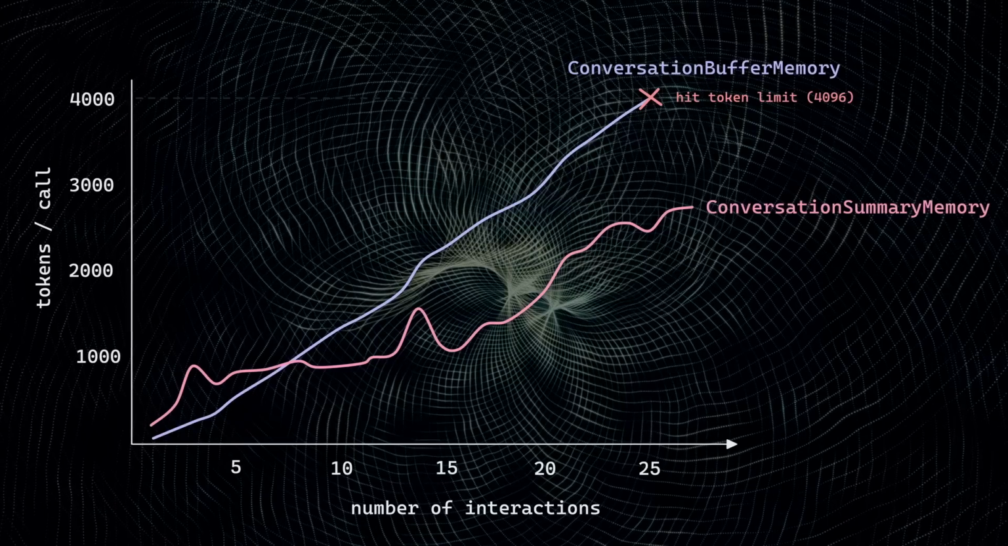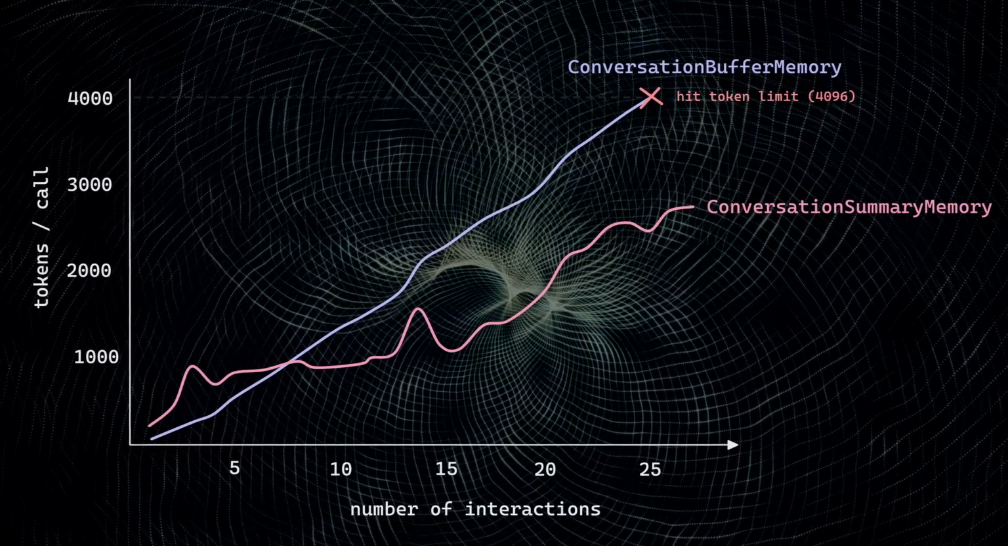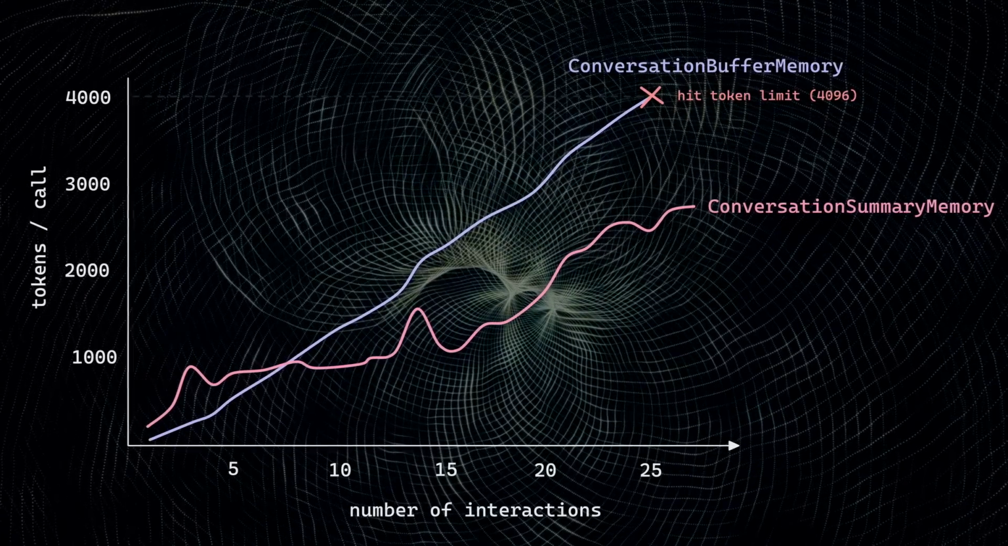So for shorter conversations, it's actually better to use the direct buffer memory. But for longer conversations, summary memory, well, you can see here, it works better. It reduces the number of tokens that you're using overall. So naturally, which one of those you would use just depends on your use case.